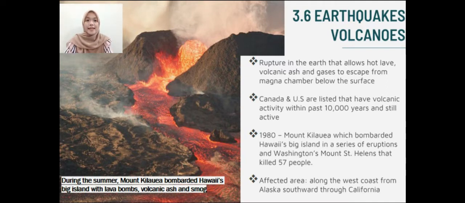Back in 1980, Mount Kilauea bombarded Hawaii's Big Island in a series of eruptions, and Washington's Mount St. Helens erupted, killing almost 57 people. The most affected area in this region is along the west coast, from Alaska southward through California. The picture on the slide shows a volcanic eruption that happened during summer, with lava bombs, volcanic ash, and also smoke.